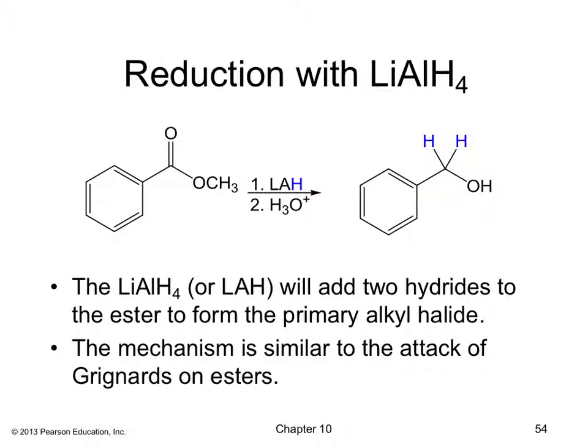So reduction with lithium aluminum hydride is two steps. One is lithium aluminum hydride, followed by protonated water. So we'll take this ester all the way down to the primary alcohol. And the mechanism is similar to the attack on esters by Grignards, in which the hydride comes in and kicks off the leaving group, and then again comes in once you have the ketone, and then you form the alcohol upon protonation.